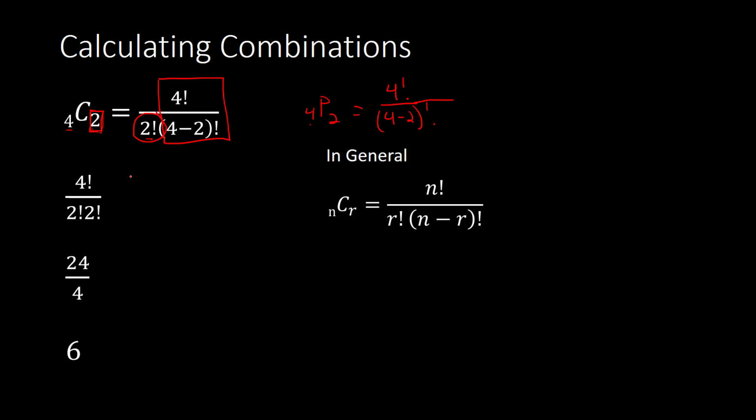So in general, we can say that nCr would equal n factorial, so this number factorial, divided by, then take the r factorial, and then subtract n minus r and make that a factorial.